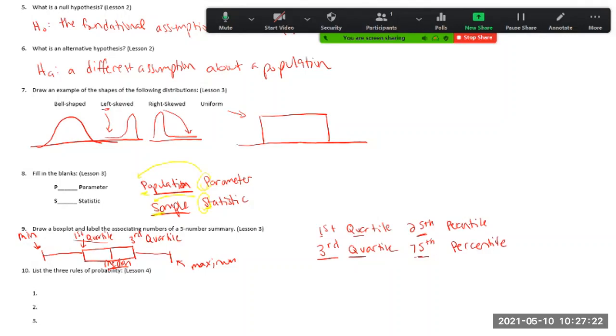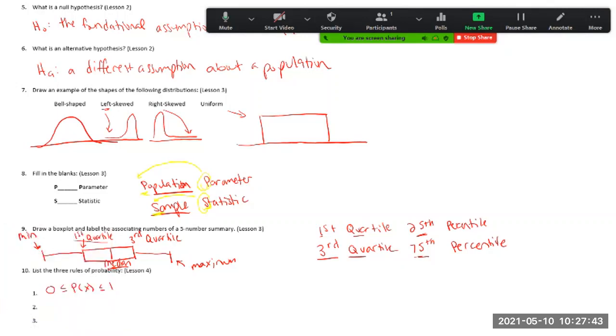Now, you may have done flipping coins or rolling dice in your previous class, but this gives context to what a p-value is, of what probability is. So the 3 rules: a probability of an event happening has to be between 0 and 1.